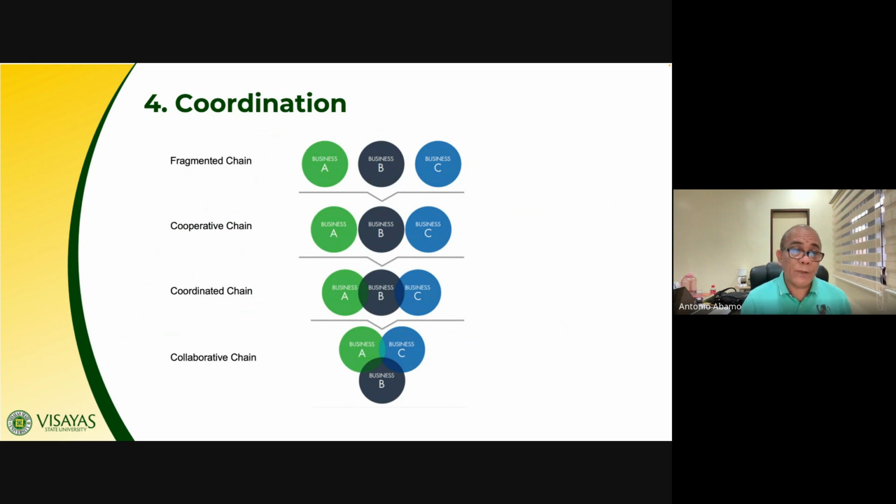Now, it's just like, for example, this one. A fragmented chain is something like this. A cooperative chain is something like this. While a coordinated chain has overlaps where they can communicate very well. And this is also a diagram for a collaborative chain, meaning they converge with one another and really help one another. A coordinated chain is very efficient. There is a good seamless connection from A to B, because there are overlaps. They can communicate very easily.